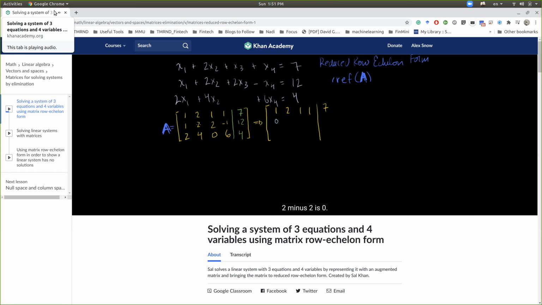2 minus 2 is 0. 1 minus 2 is minus 1. And then 1 minus minus 1 is 2, right? That's 1 plus 1. And then 7 minus 12 is minus 5.